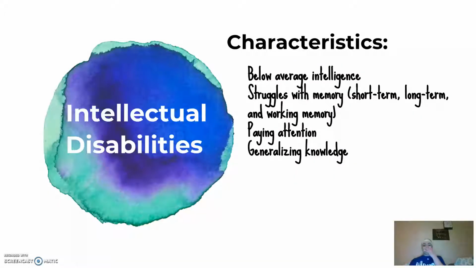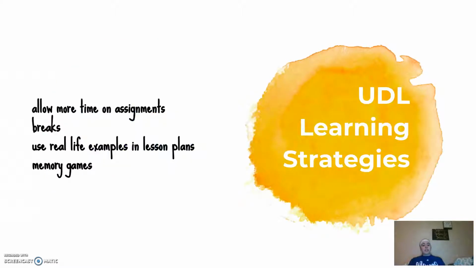And then there's intellectual disabilities. The characteristics are below average intelligence. They struggle with memory. So again, short term, long term, and then the working memory. They have a hard time paying attention, and then they have a hard time generalizing knowledge. And the UDL learning strategies for this are allow more time on assignments, take breaks every so often, especially if they do struggle with memory. You don't want to pile so many things on them.